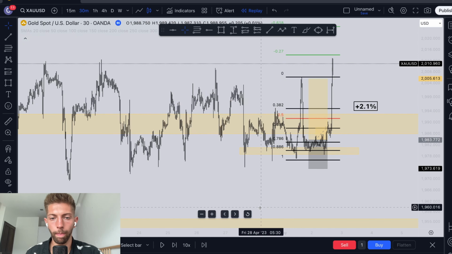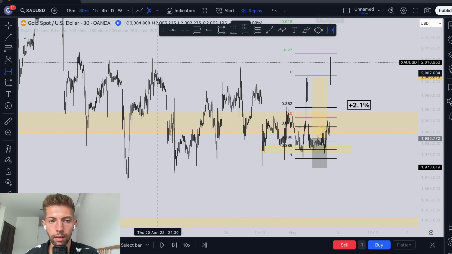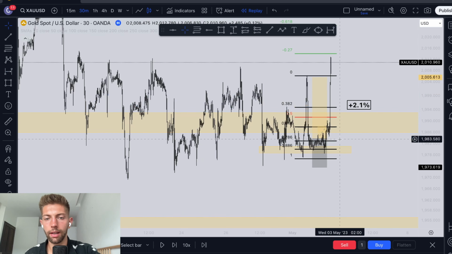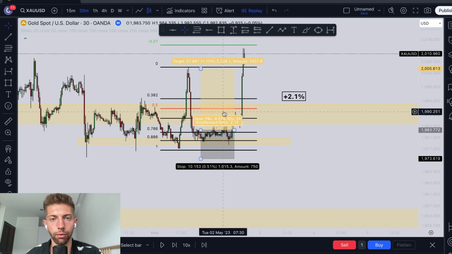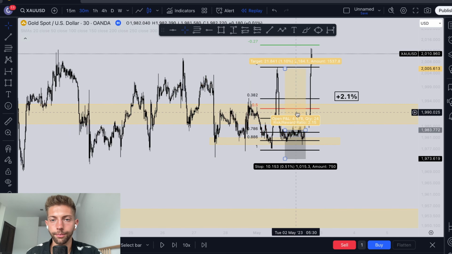Like I saw price was ranging for like 2 weeks. So there was no high probability setup for me to take. So in this case, I would be without a trade for 2 weeks. And I waited for a high probability setup to occur, which happened right here, and I win.